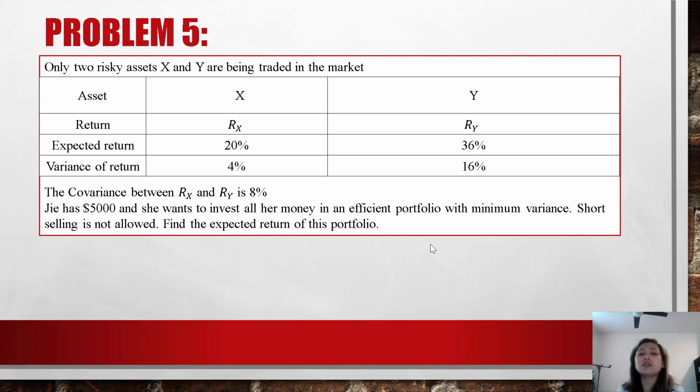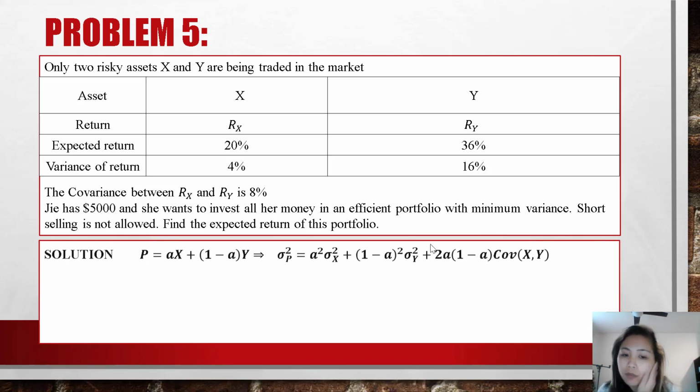Here, whenever you read short selling is not allowed, that means the weight of any assets in the portfolio cannot be negative. It should be between 0 and 1. It cannot be negative and it cannot be over 1 either. So whenever you see short selling, you have to be very careful. Find the expected return of this portfolio.